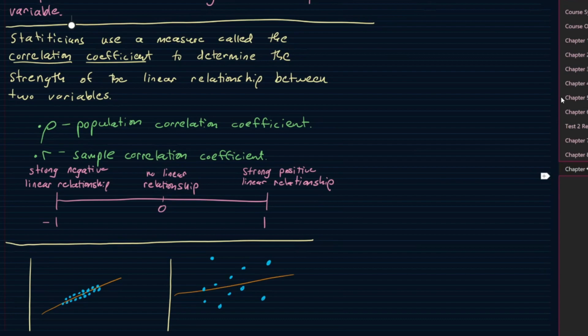And the closer the number is to 0 means the worse the relationship is, like they're not related to each other at all, basically.